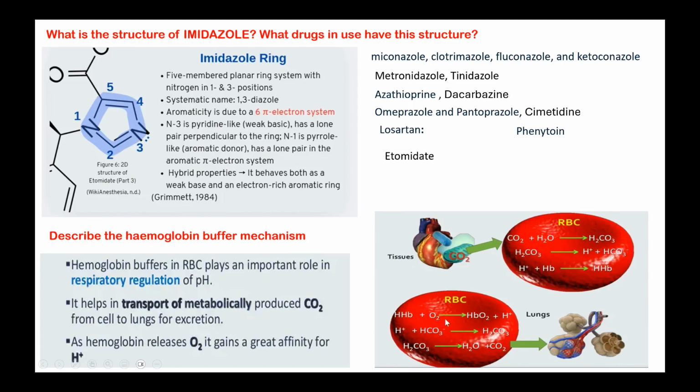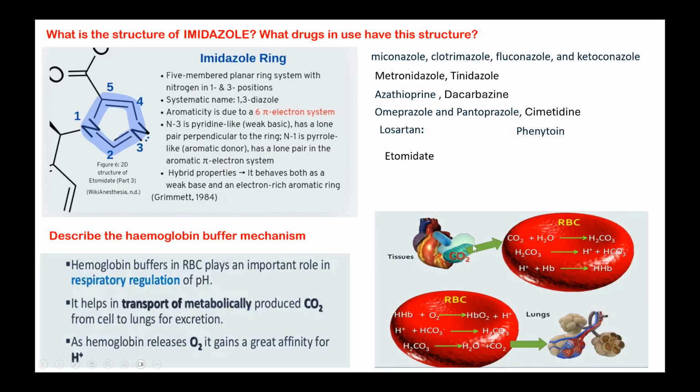The hydrogen hemoglobin combines with oxygen to become oxygenated. Here it becomes deoxygenated, it becomes oxygenated blood. So hydrogen is released. This will combine with bicarbonate and form carbonic acid. This will dissociate into carbon dioxide and water, and that will be eliminated via the lungs.